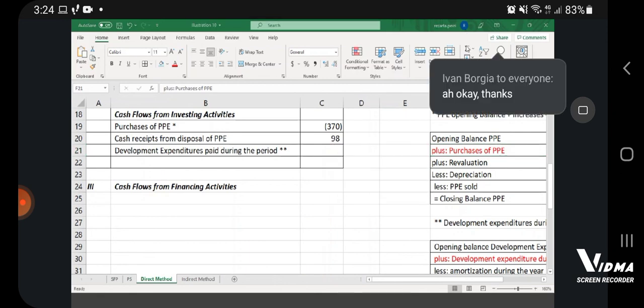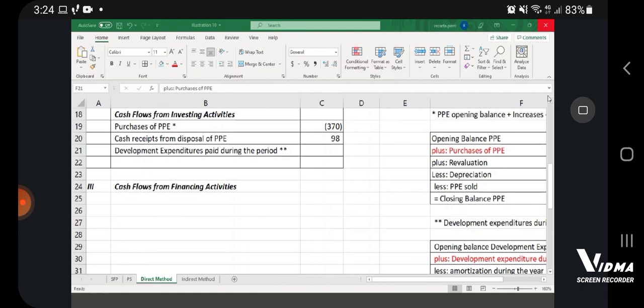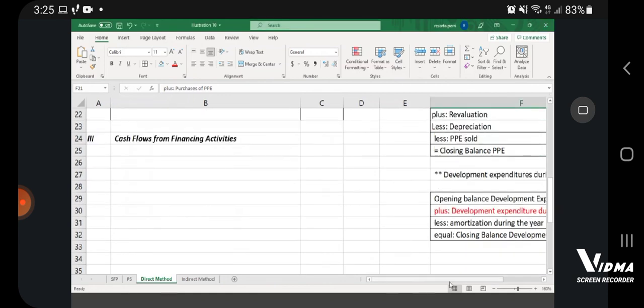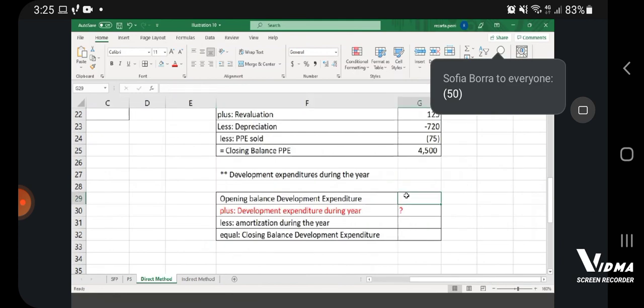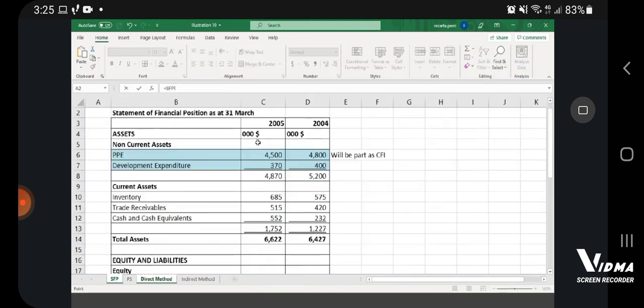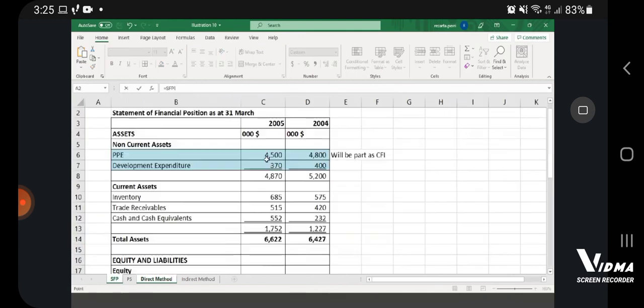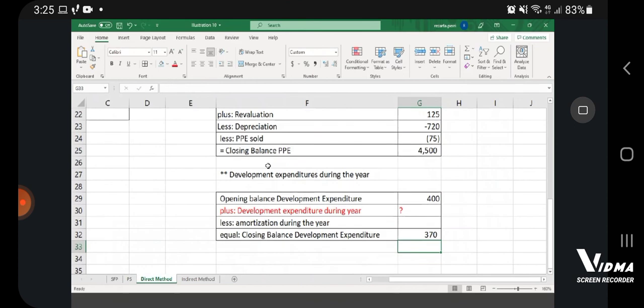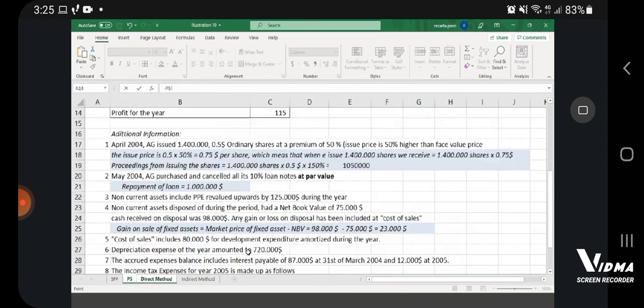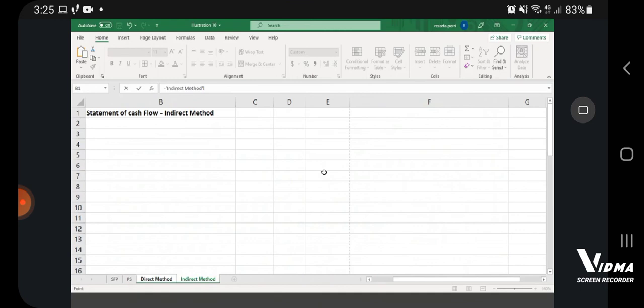Okay, thank you. So again, can any one of you calculate the amount of development expenditure during the year? It is pretty easy. Let me go back over there. The opening balance and closing balances, I'm just taking them from the statement of financial position. So the opening and the closing balances. What is the amount of the amortization? With a minus, as we said. Amortization during the year, let's remember, it is 80,000.